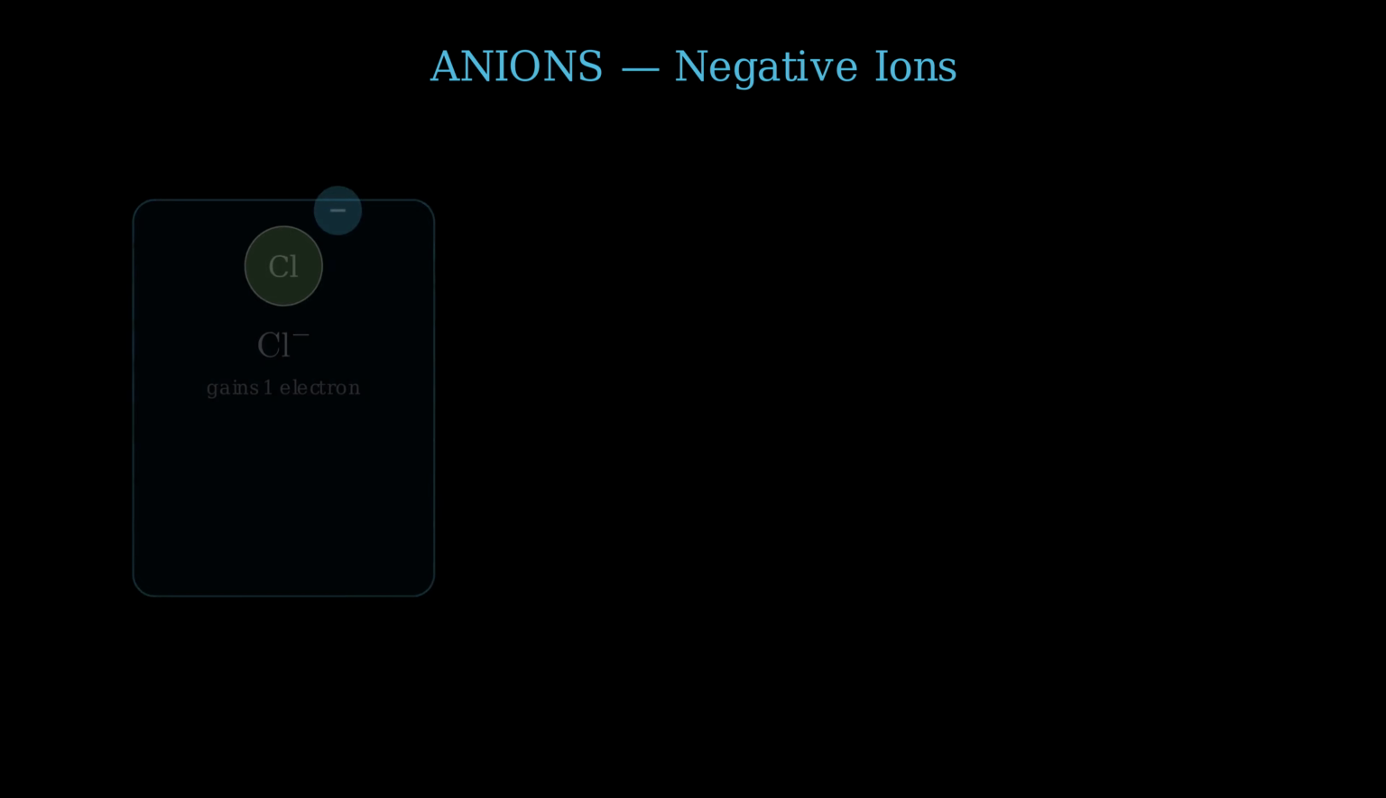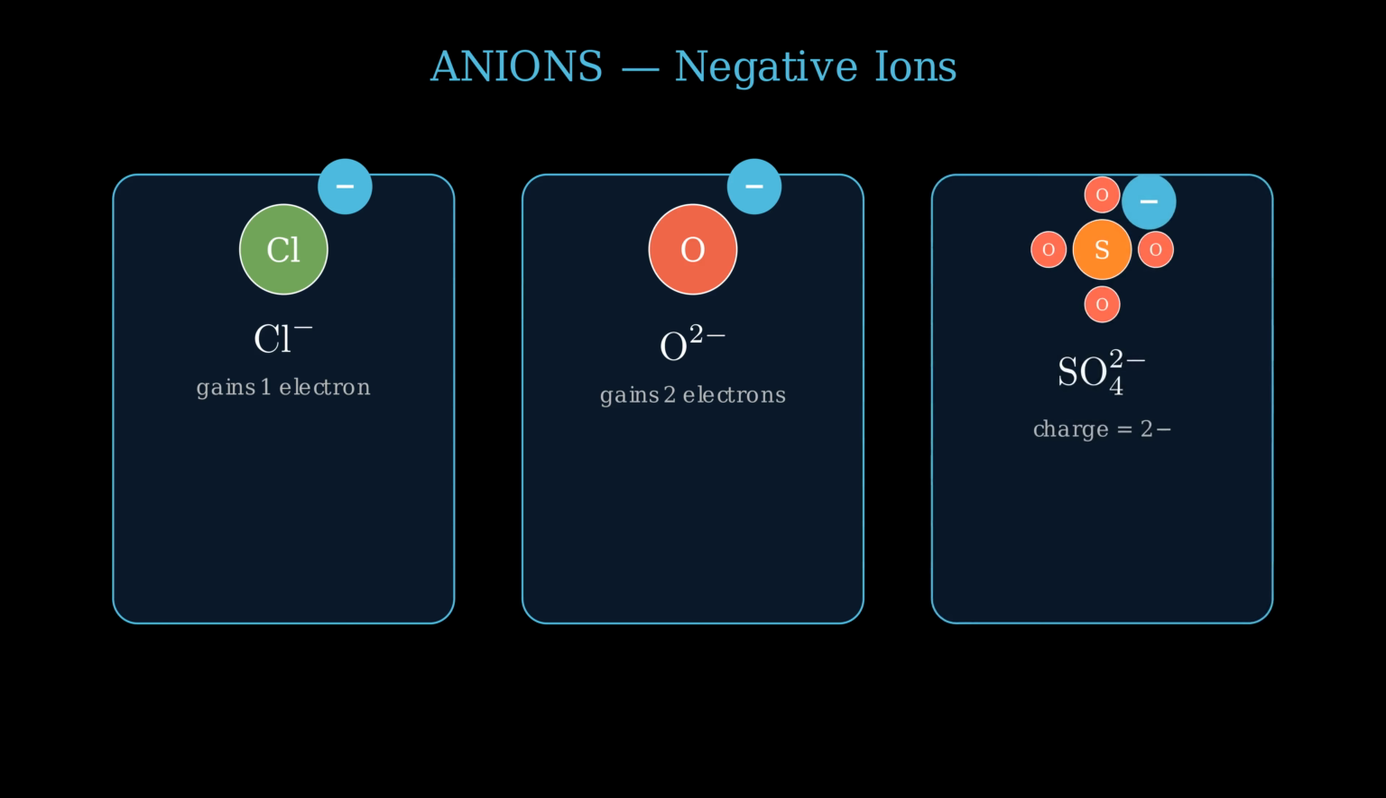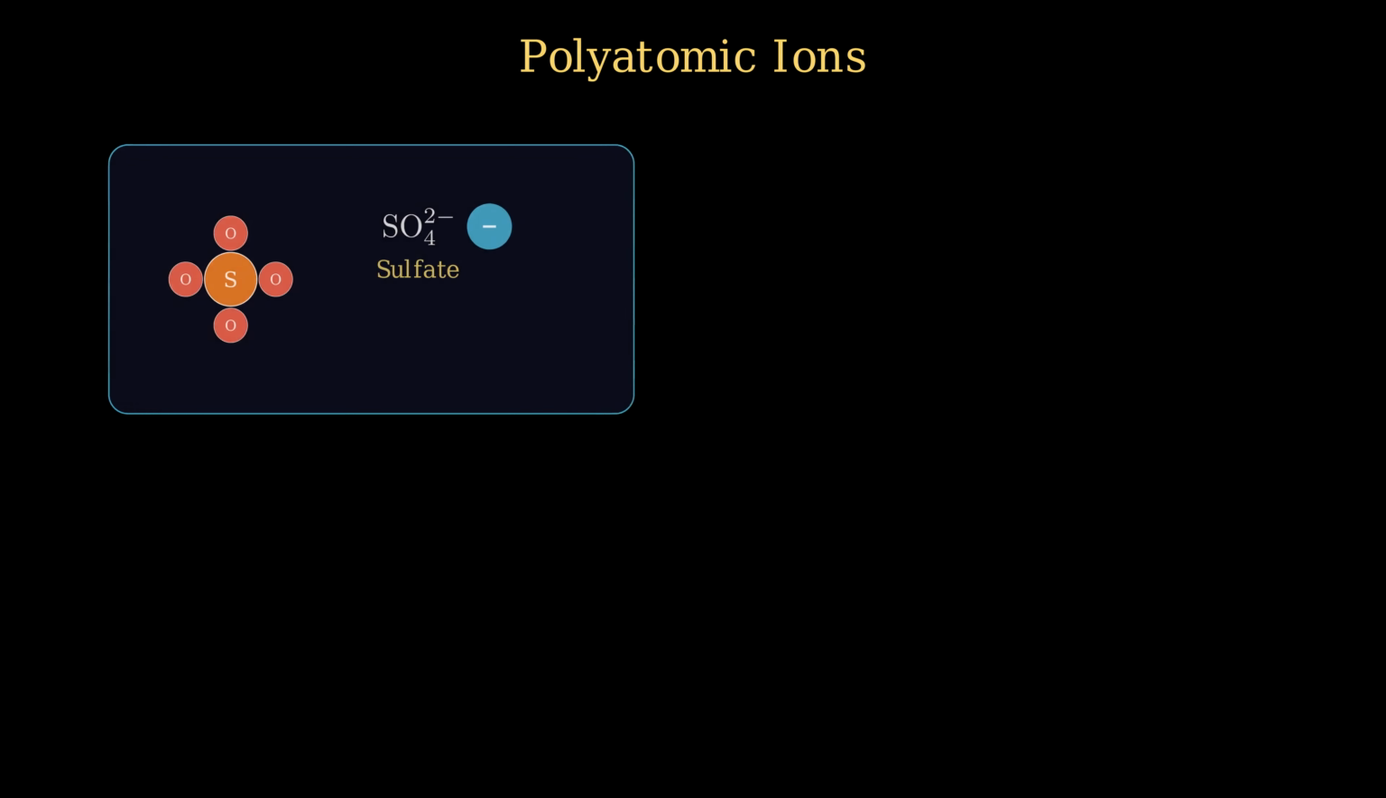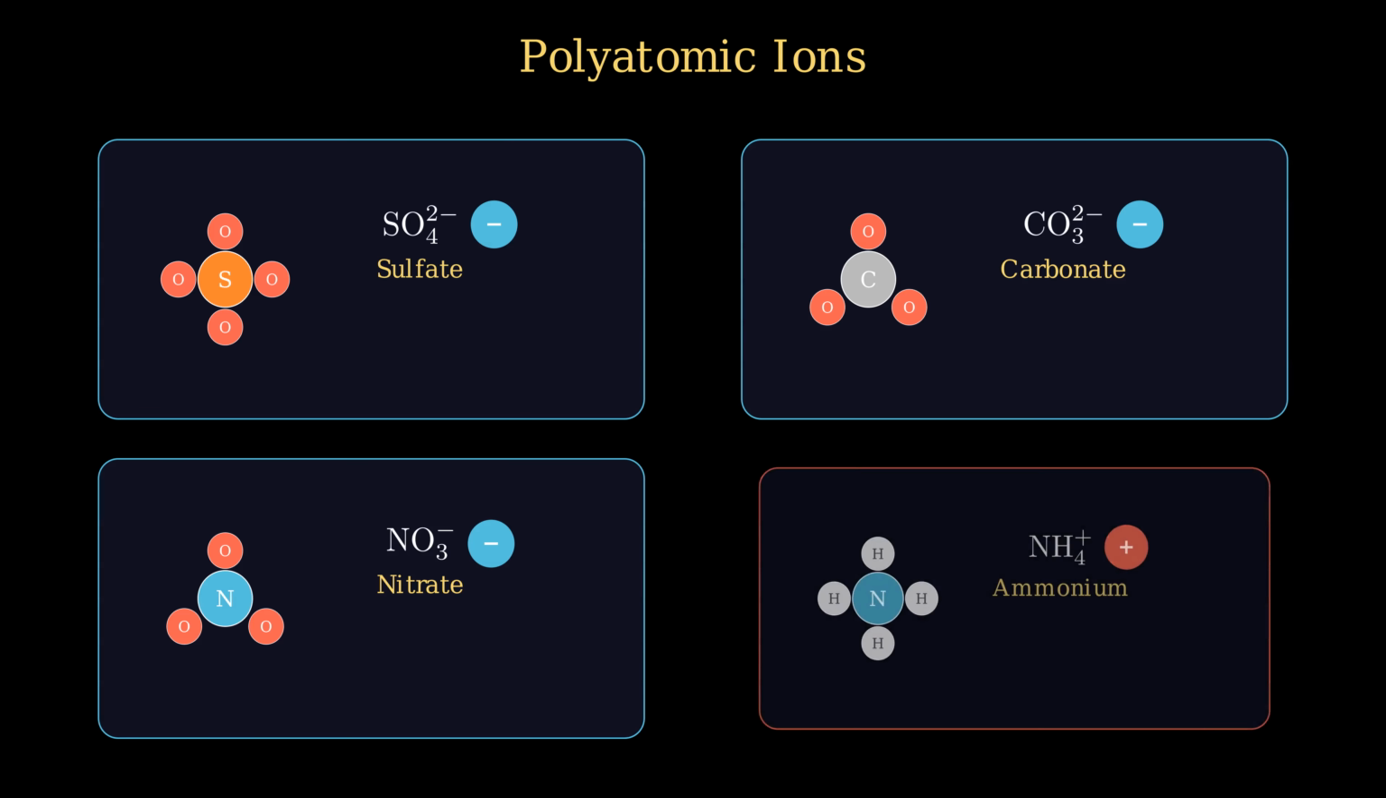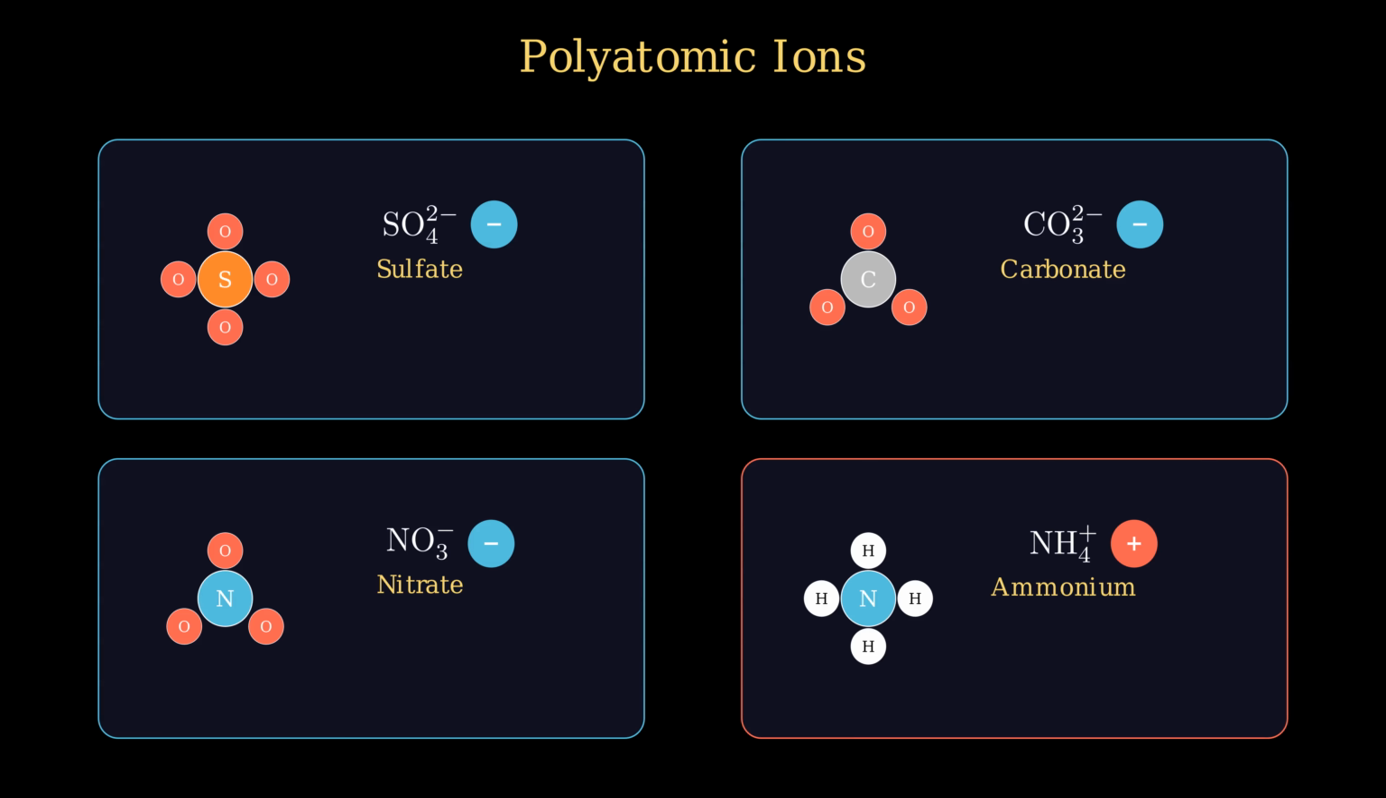When an atom gains electrons, it becomes negatively charged. We call it an anion. Common anions include chloride Cl-, oxide O2-, and sulfate SO4 2-. Polyatomic ions are groups of atoms that carry a charge together. Sulfate SO4 2-, carbonate CO3 2-, nitrate NO3-, and ammonium NH4+ are the most common ones you'll encounter.